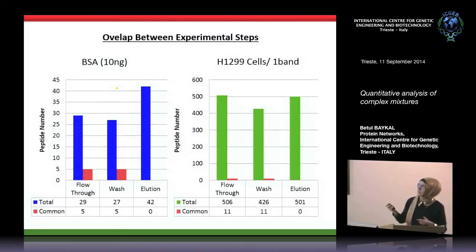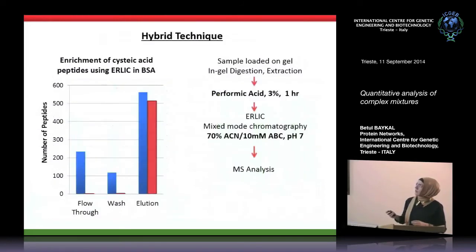We also tried this in BSA and also in H1299 cells. And this is the total number of the peptides that are identified in 3 steps. And the red columns are showing the common ones. So they're really minor, so it's helping a lot also with fractionation.